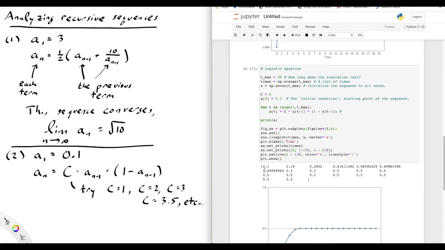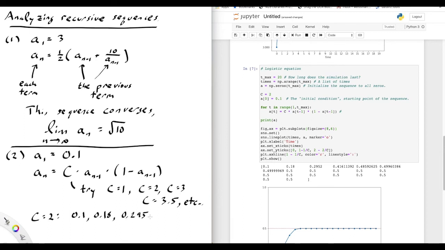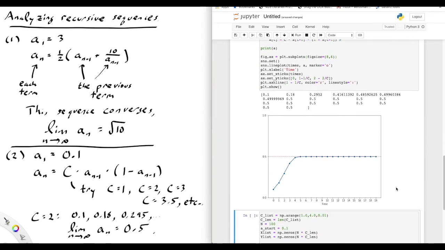So here's my list of numbers. If c is 2, then the sequence goes 0.1, 0.18, 0.295, and in the limit, it approaches 0.5. And you can see this in a graph pretty easily. Here's 0.5, and the sequence goes up, up, up, up, and then it approaches this line without ever really reaching it. These are 0.5s, but those are rounded just a little bit. So it gets closer and closer, and in the limit, it approaches 0.5.